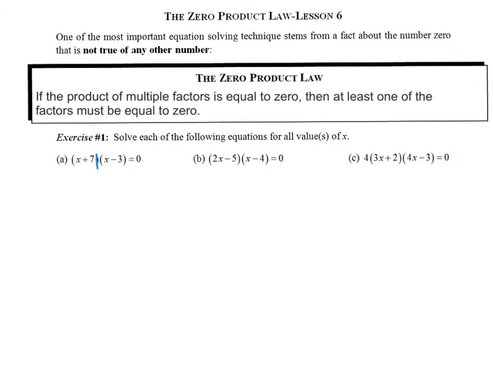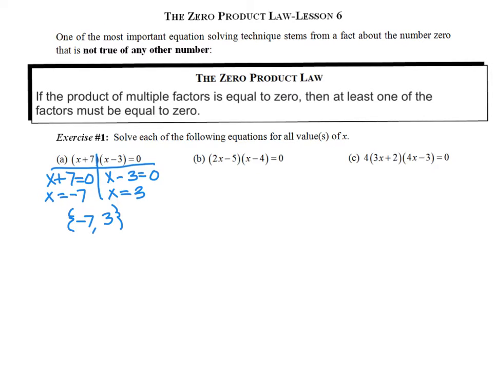I like to make a T-bar table here and set each factor equal to 0 to solve for the unknown. So either x plus 7 is equal to 0 or x minus 3 is equal to 0. Now when I solve those two equations, super easy to solve. I'm going to move the 7 over to the other side or subtract. So I get that one of the possible solutions is x equals negative 7. The other possible solution, adding 3 to both sides, is x equals 3. So this equation had two solutions, negative 7 or positive 3.